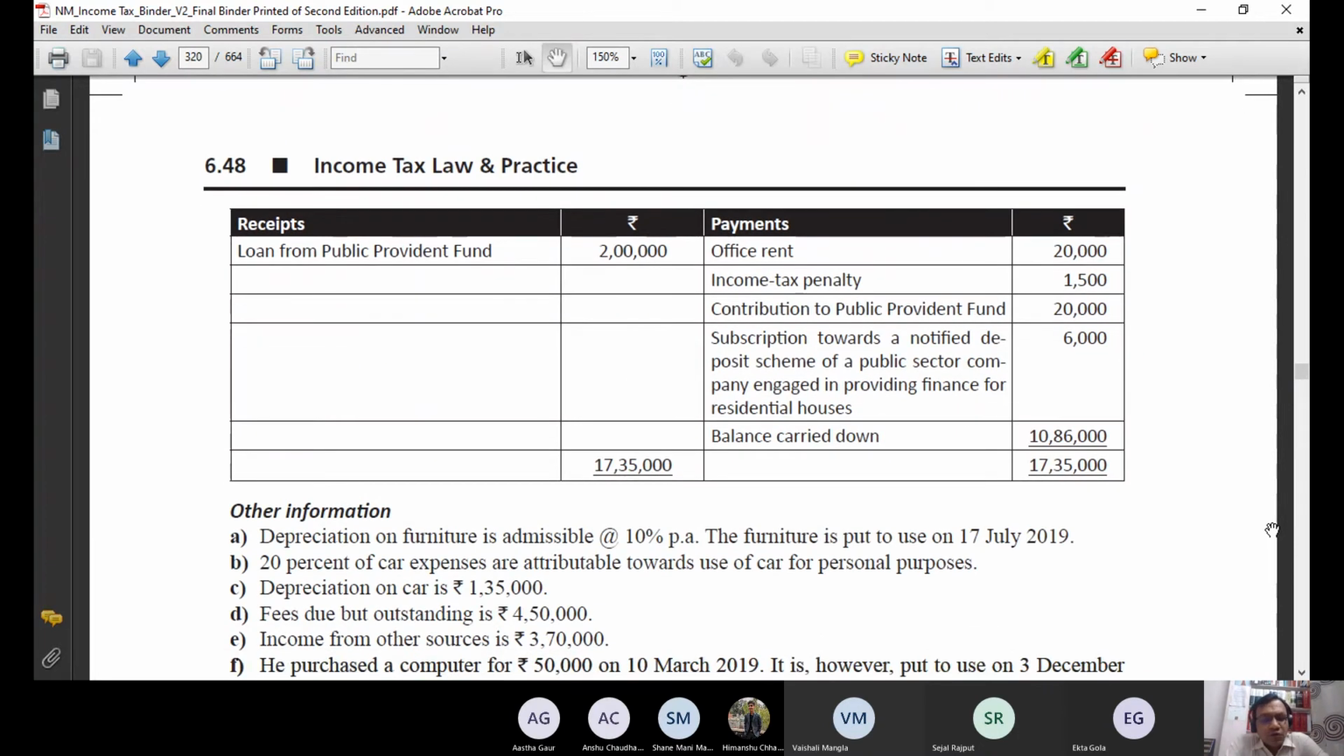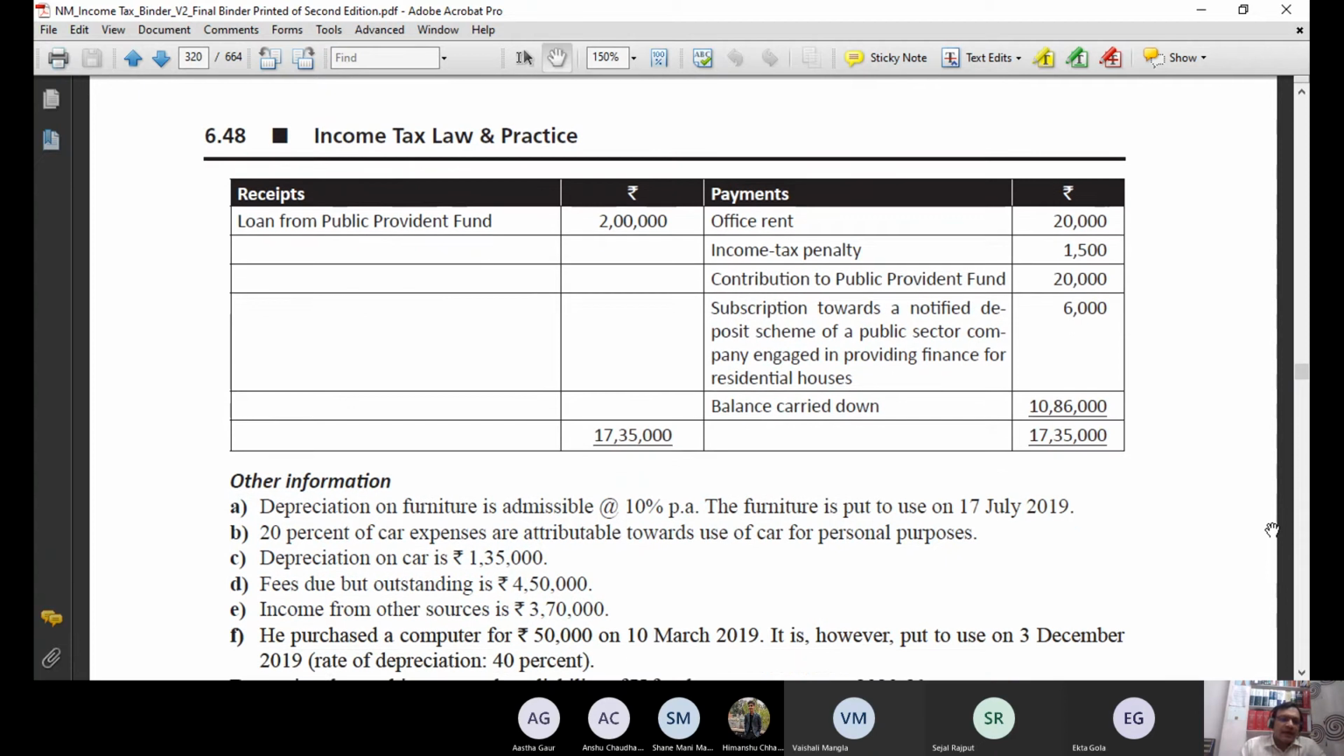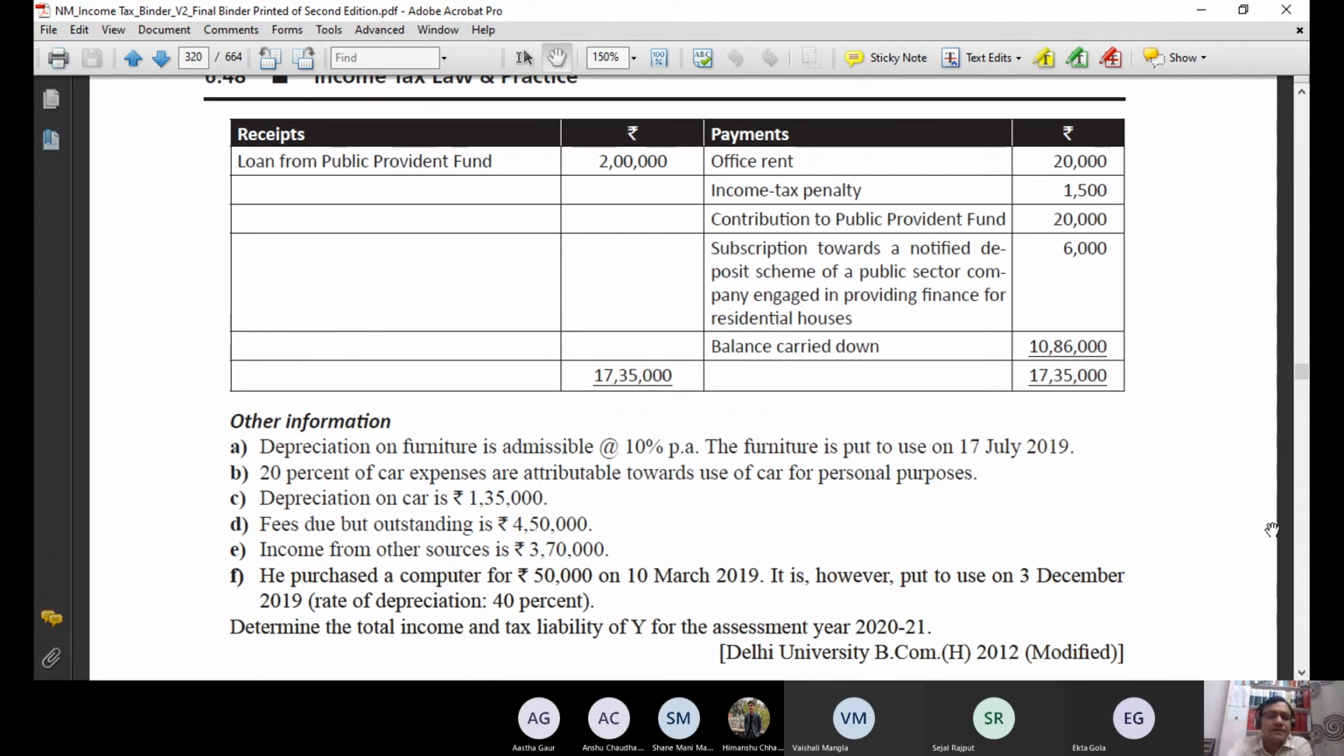Debit side of this cash account, loan from PPF. Credit side, office rent, income tax penalty, contribution to PPF. Then something is written, balance carried down, and some additional information is written. And the last line of the question says, determine the total income and tax liability of Y for the assessment year 2021.